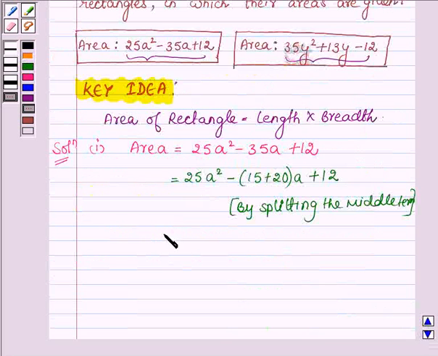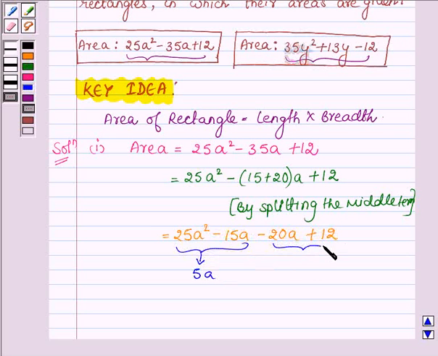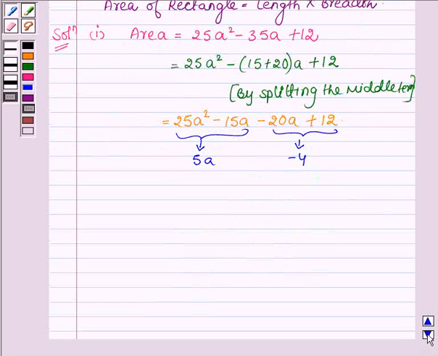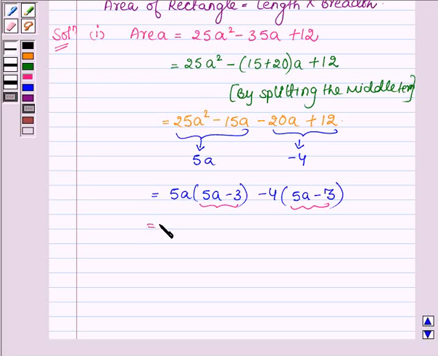Now, opening the brackets, we have 25a square minus 15a minus 20a plus 12. Now taking 5a common from the first two terms and minus 4 common from the next two terms, it can further be written as 5a into 5a minus 3 is left in the bracket. Now taking minus 4 common, we have 5a minus 3 in the bracket. Now taking 5a minus 3 common, it can be written as 5a minus 3 into 5a minus 4.